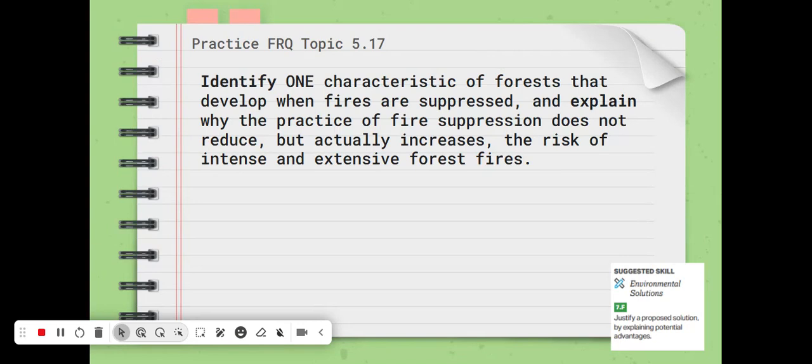All right, last practice FRQ for 5.17: identify one characteristic of forests that develop when fires are suppressed, and explain why the practice of fire suppression does not reduce but actually increases the risk of intense and extensive forest fires. Remember, make sure to write your answer in the Edpuzzle, and I recommend writing it in your notes as well.